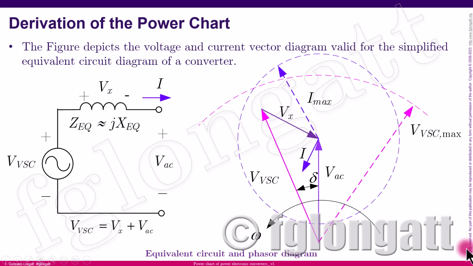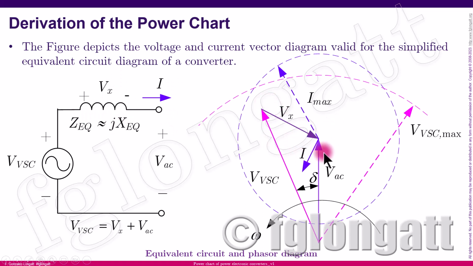On the right-hand side, you can see a very interesting phasor diagram. We can assume that the reference is the voltage of the external grid. This is the internal voltage of the voltage source converter. And here you have the voltage drop across the reactance, the external equivalent reactance.